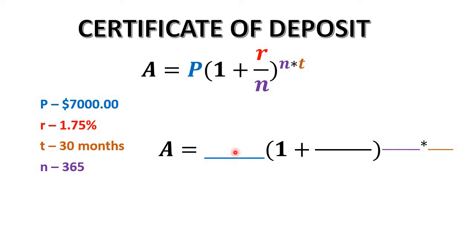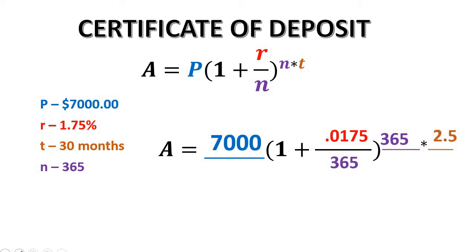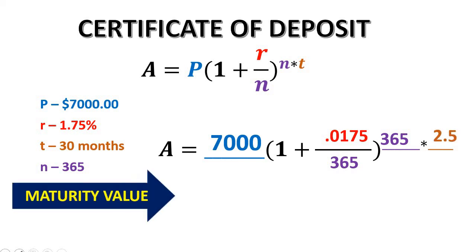What am I putting right in here for P? Awesome, 7,000. What's going up here for R? Beautiful, 0.0175. And then for N, it's again filling both those spots. What are we plugging in there? Excellent, 365. And what's going in here for T? Remember, it is not going to be 30. So what will we put in for T? Awesome, 2.5. Beautifully done.